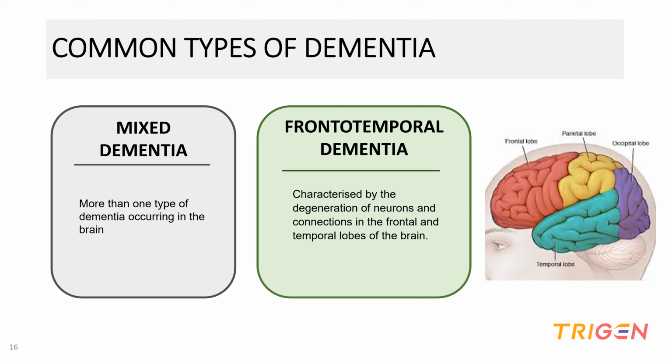Frontotemporal dementia is characterized by the degeneration of neurons and connections in the frontal and temporal lobes of the brain. You can reference the photo in the slide to see where the different lobes are situated in the brain. For frontotemporal dementia, the two affected lobes are the one in red and green. The frontal lobe of the brain is vital in higher level of executive function, and these include problem solving, speech and language production, regulation of emotions and mood, voluntary movements, memory, and attention.